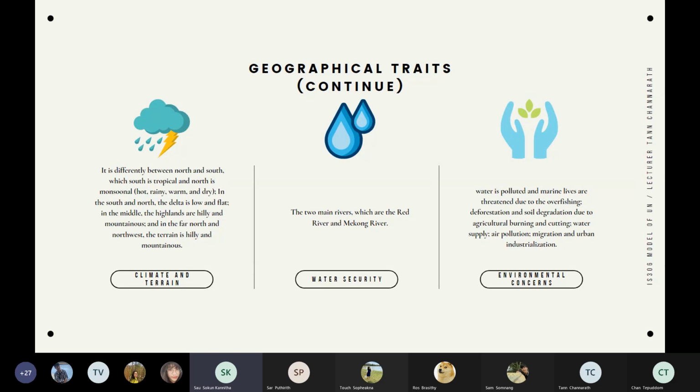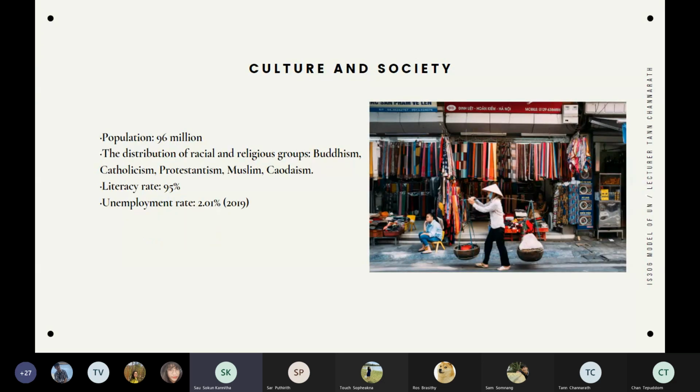More than that, it has two important rivers, which are the Red River and the Mekong River. Vietnam also faces severe pollution such as air and water pollution, especially from industrialization and overfishing and deforestation and so on. Next slide. As for its culture and society, Vietnam is made up of a population of 96 million with multiple religions and races, such as Buddhism, Catholic, Protestants, Muslims. It has a literacy rate of 95% and unemployment rate of 2.01%.